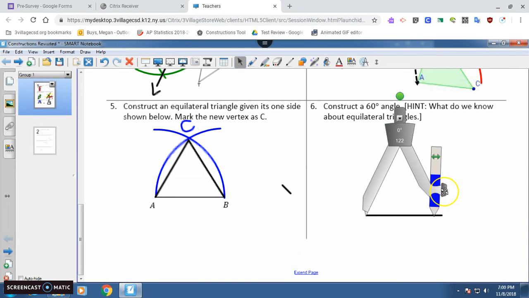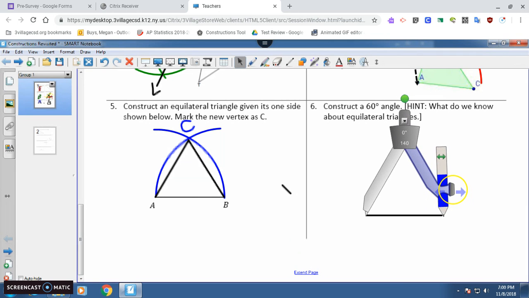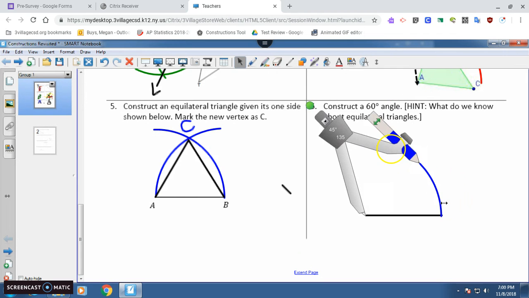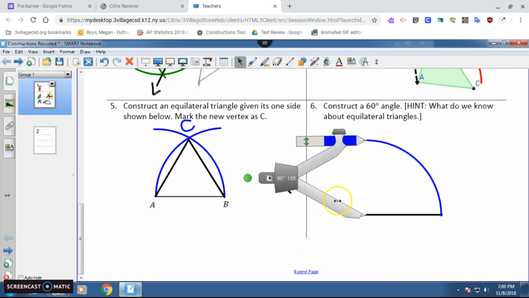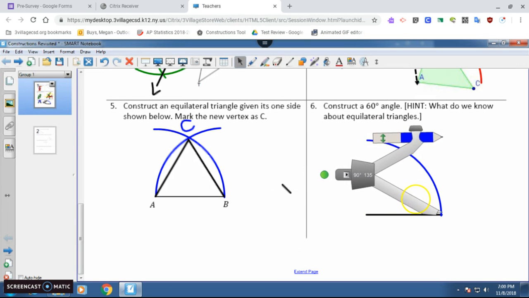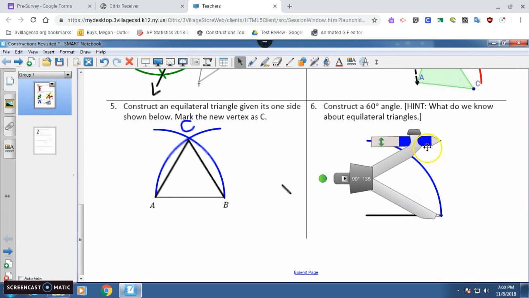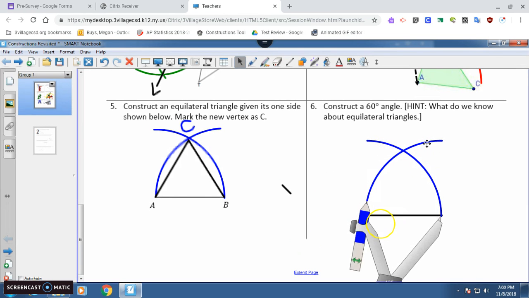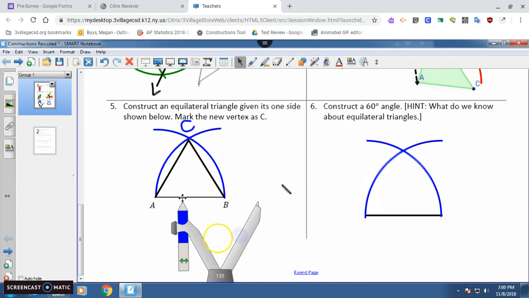So notice I made mine bigger than the last one. So I'm going to stretch it out so that the sides are in here. I make my arc from one endpoint, without changing that compass, from the other endpoint. I'm going to make that arc. And really, we could construct the equilateral triangle over again. We don't even need to because we only wanted an angle. Oops.